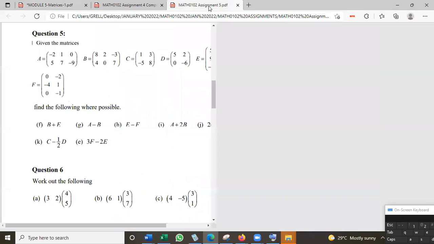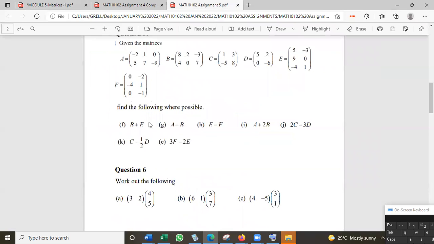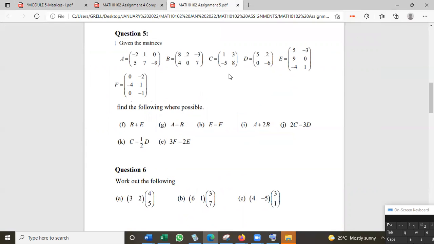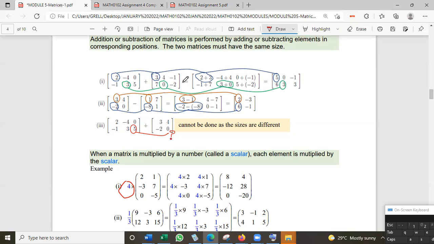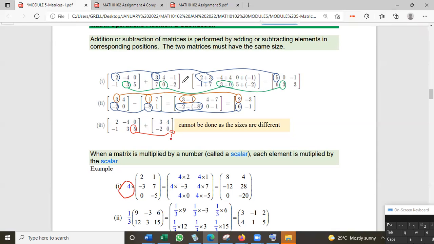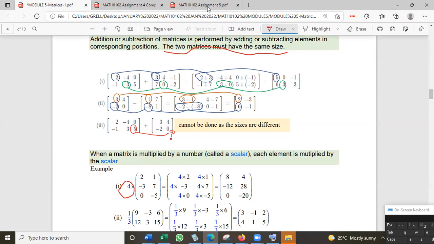So when we come to assignment 5 and we look at B plus E, we have to see if B and E can add. Bear in mind, you can only add matrices of the same size. You can only subtract matrices of the same size, but you can multiply a number to any matrix. A number outside, called a scalar, can be multiplied to all the elements inside our matrix, but you can only add or subtract matrices of the same size. Okay, bear that in mind.